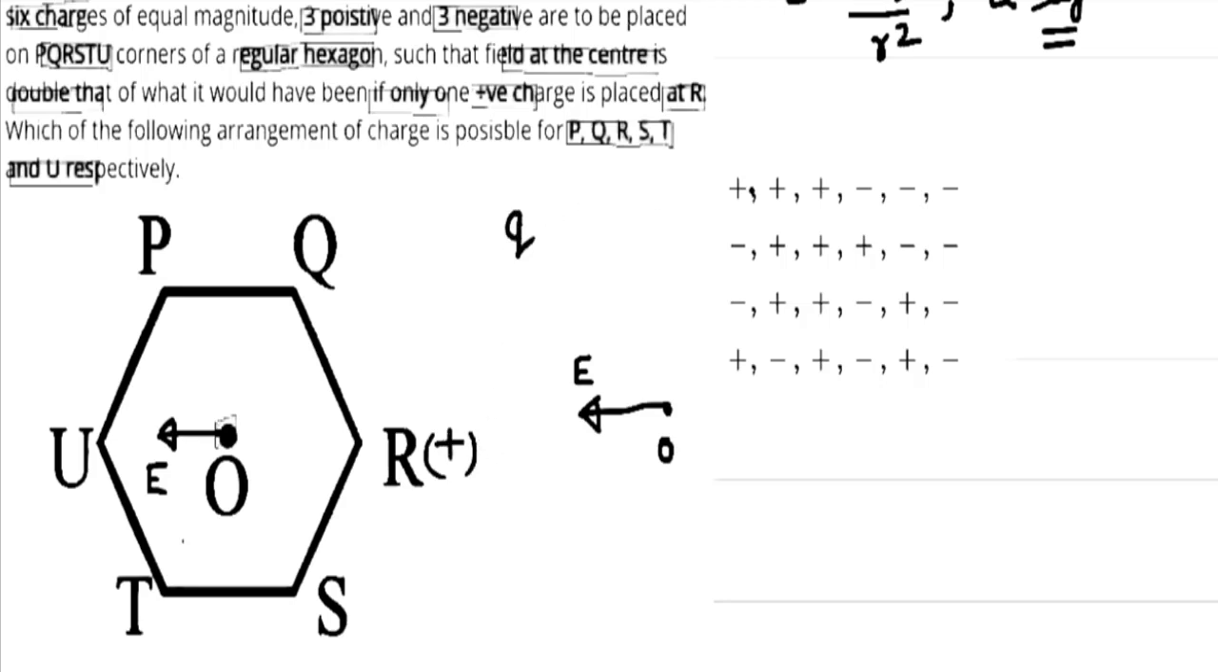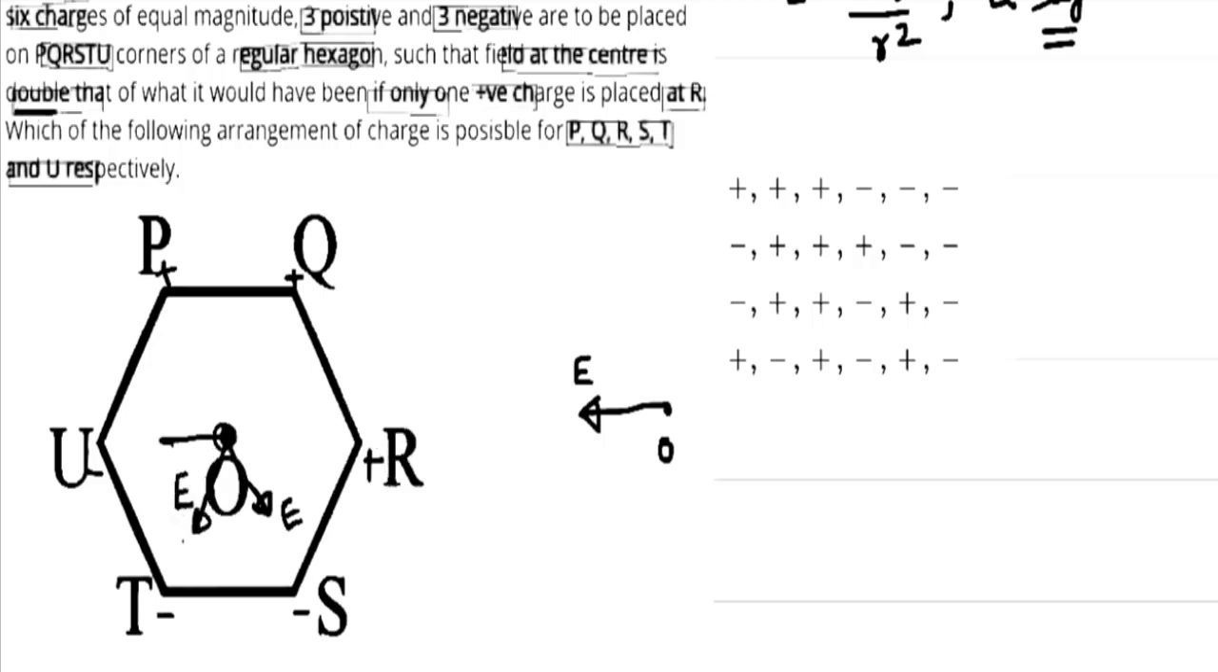Now let's talk about the options given here. We have 4 options. So let's start to arrange the charges and find that at O the net electric field is 2E, because it is given that this would be double the initial. Starting from P, option A: P is positive, Q is also positive, R is also positive, S negative, T negative, U negative. Due to the positive charge at P, the electric field will be in this direction, say E. Due to Q, the electric field will be in this direction, say E.